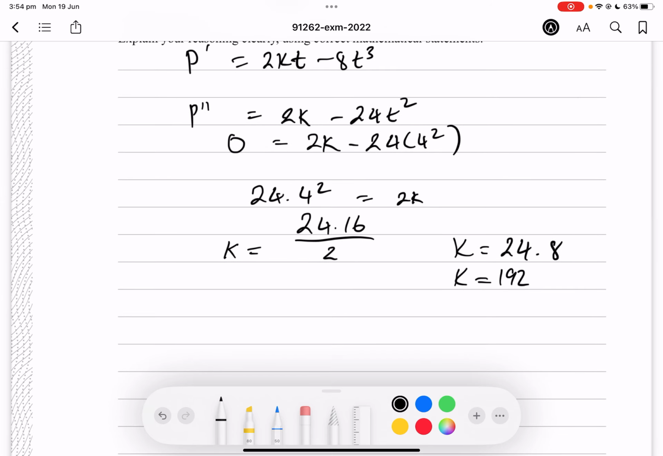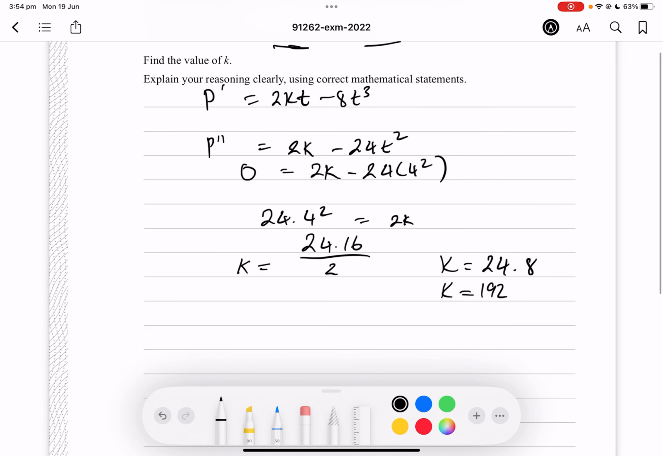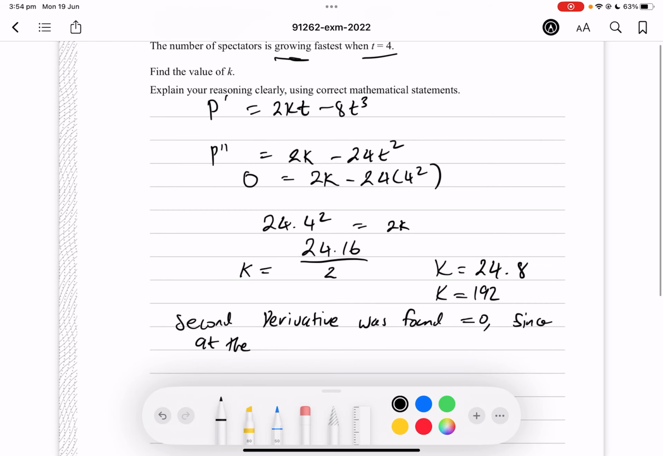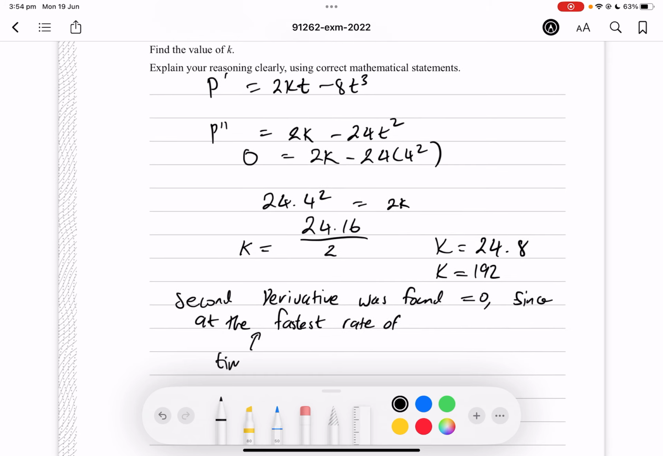And if you want to add a little bit of a short explanation, you can say something along these lines. So explain your reasoning clearly. You can say the second derivative was found equal to 0 since at the time of the fastest rate of growth, p double dash of t equals to 0.